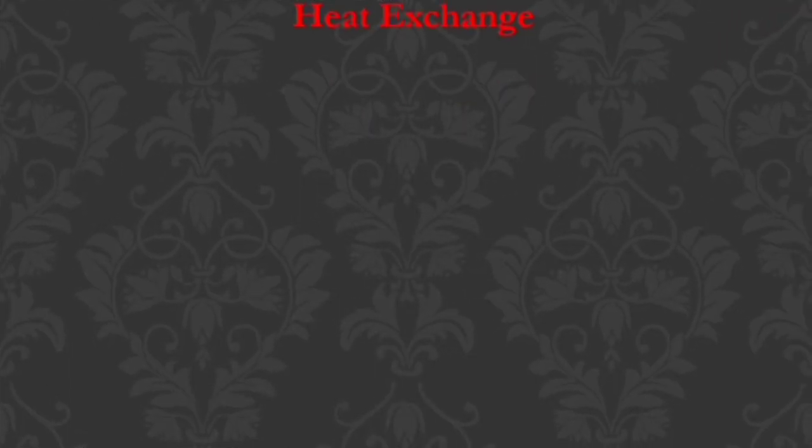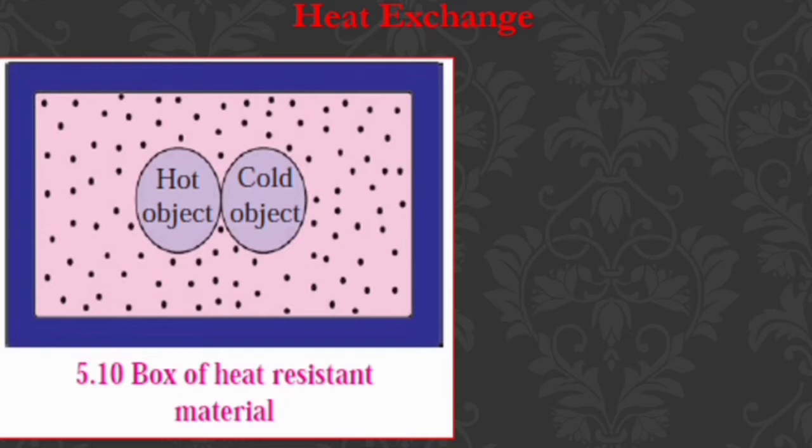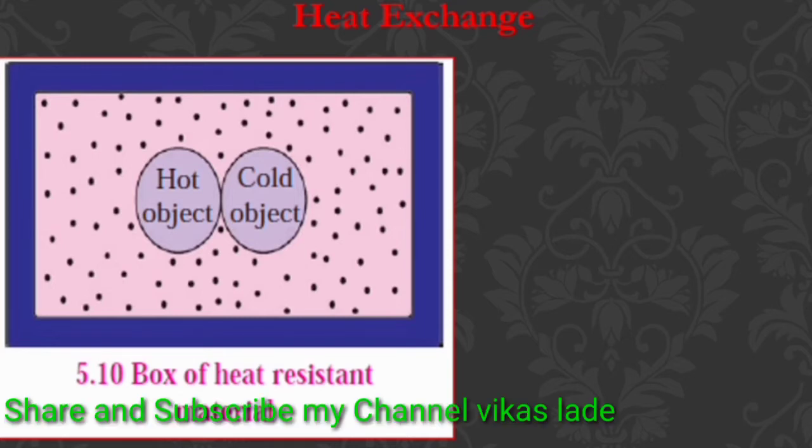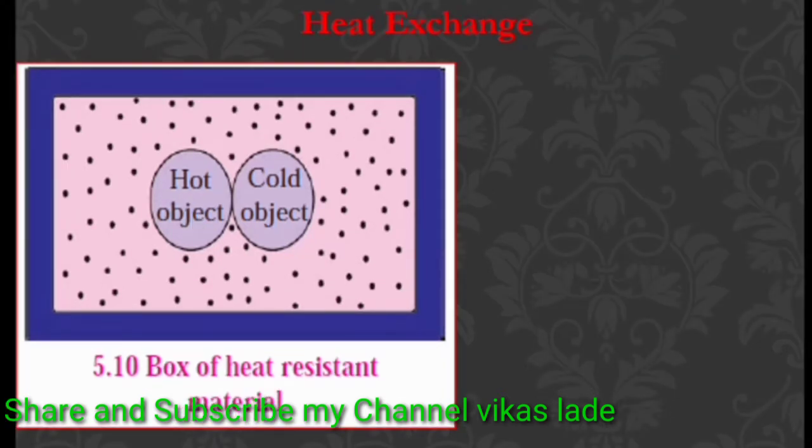Heat exchange. If heat is exchanged between a hot and a cold object, here is the hot object and the cold object, the temperature of the cold object goes on increasing due to gain of energy, and the temperature of the hot object goes on decreasing due to the loss of energy. The change in temperature continues till the temperature of both objects attains the same value. In this process, the cold object gains heat energy and the hot object loses heat energy.